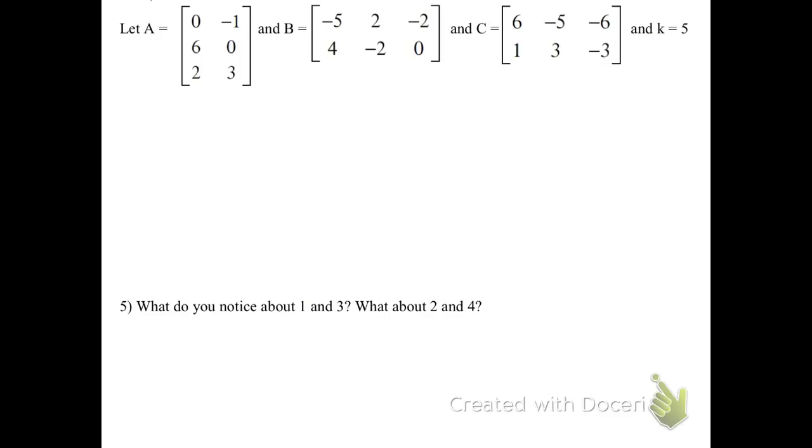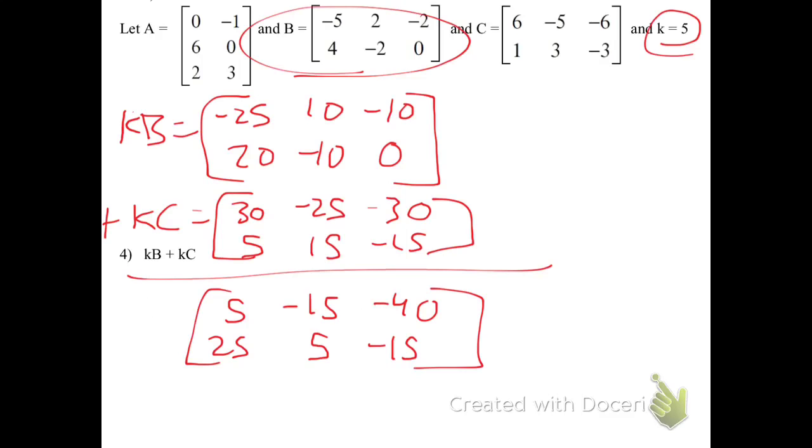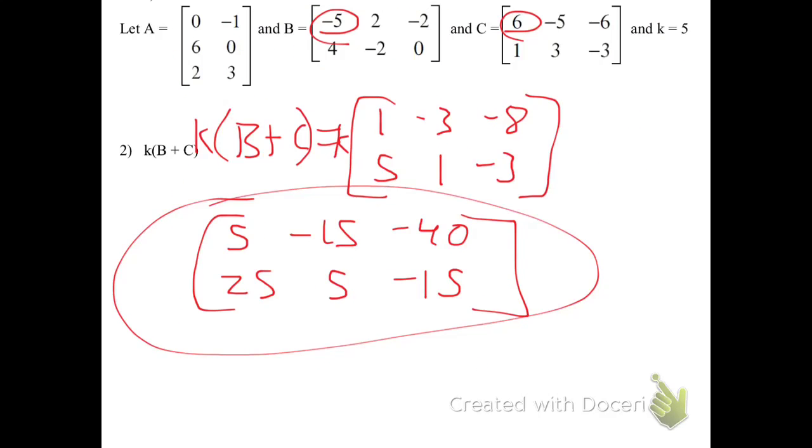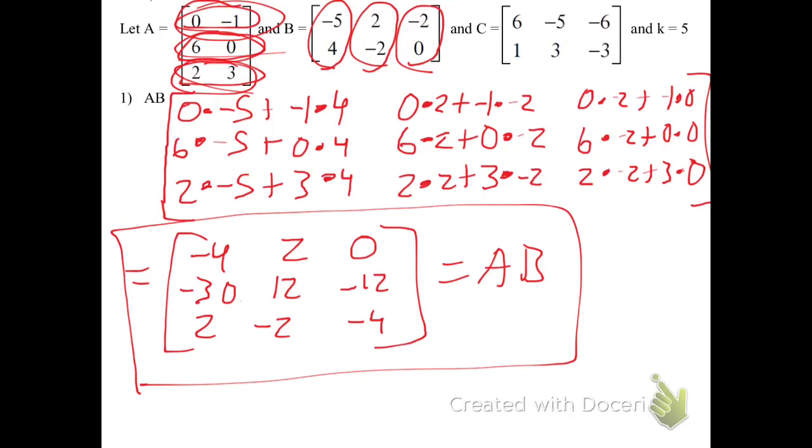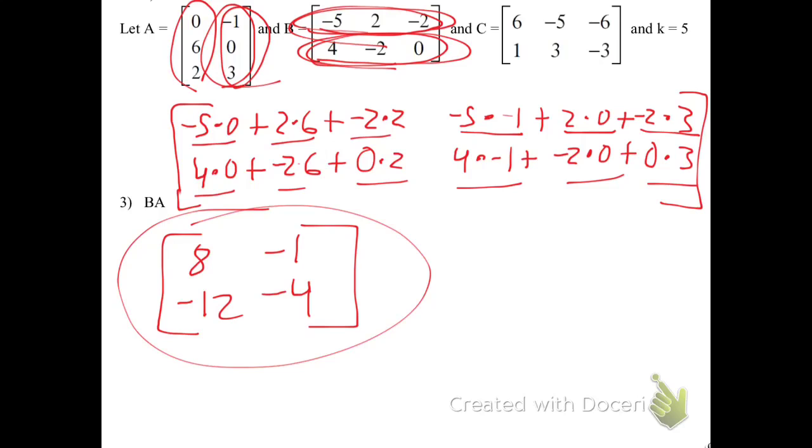And finally on to our last one, number 5 here. What do you notice about 1 and 3? What about 2 and 4? This is like, what do you notice about the answers? Okay, so let's look at 1 and 3 first. 1 gave us this 3 by 3 matrix. Right, it's negative 4, 2, 0, negative 30, 12, negative 12, 2, negative 2, 4. Okay, let's jump over to 3. And we get this 2 by 2 matrix.